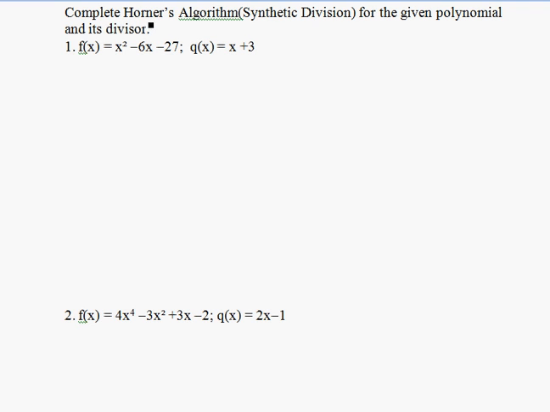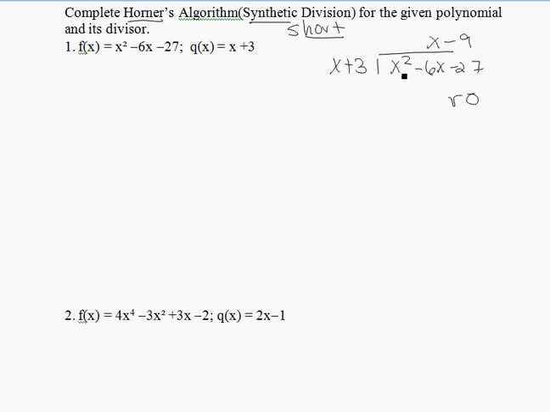Okay, we're going to look at Horner's algorithm, synthetic division, also known as short division. As opposed to doing long division, which we've done in earlier videos, if you recall, we divided x plus 3 into x squared minus 6x minus 27, and we got x minus 9 with a remainder of 0. You can go back to my other long division of polynomials video if you don't recall.